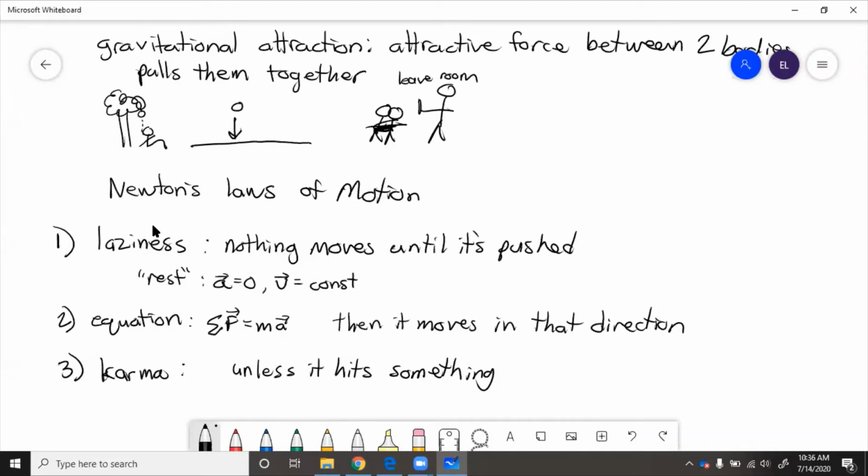So 3 laws. One is nothing moves unless it's pushed. So an object at rest will remain at rest unless it is acted upon by an outside force. Then the second law, the equation, that force equals the mass times acceleration. Then the third law, karma, for every action, there's an equal and opposite reaction.